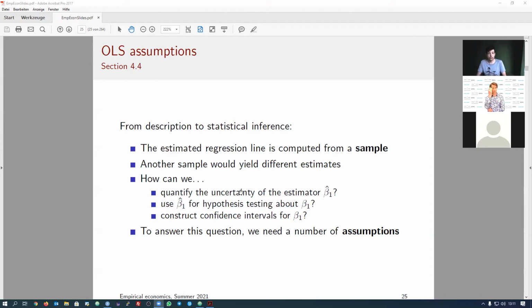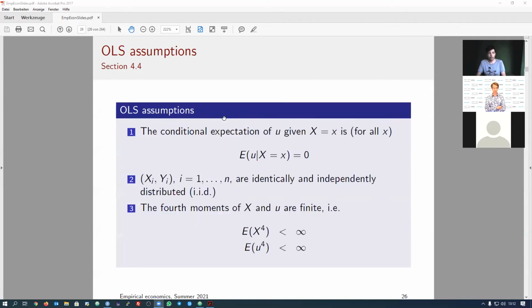And to answer all these questions, we have to take one step back, because we need a set of assumptions that then allow us to derive formulas to exactly quantify the uncertainty, do hypothesis testing, construct confidence intervals, and so on. In the case of the simple linear regression model, we have 3 assumptions. And all these 3 assumptions need to be fulfilled to have a valid model and to answer all the questions we've seen on the slide before.